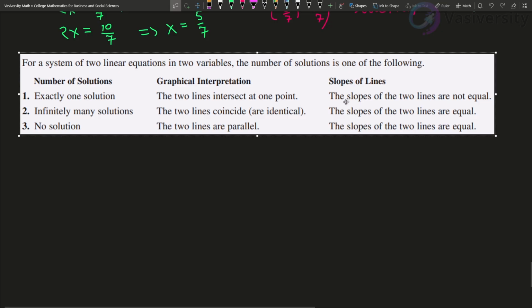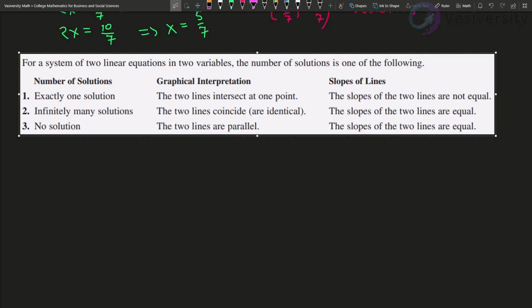If the slopes are equal, then that means the lines are parallel, which is not good for us, because with parallel lines, we either have no solutions or we have infinitely many solutions if the two lines are laid on top of each other. As we said, for infinitely many solutions, the two lines coincide, or are essentially identical. They lay on top of each other, and that means the slopes of the two lines are equal. And for no solutions, the two lines are parallel, and the slopes of these equations are equal as well, but they differ by a constant of addition.